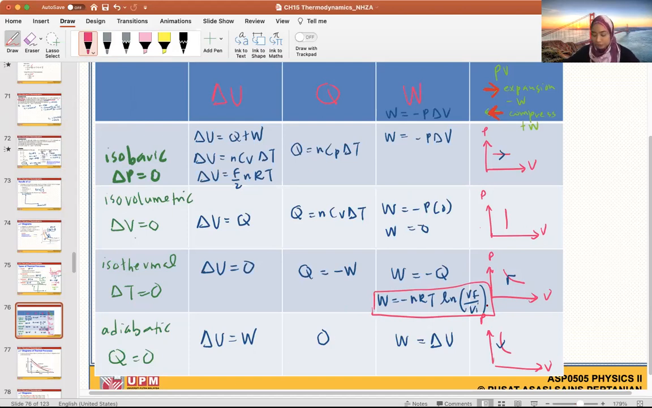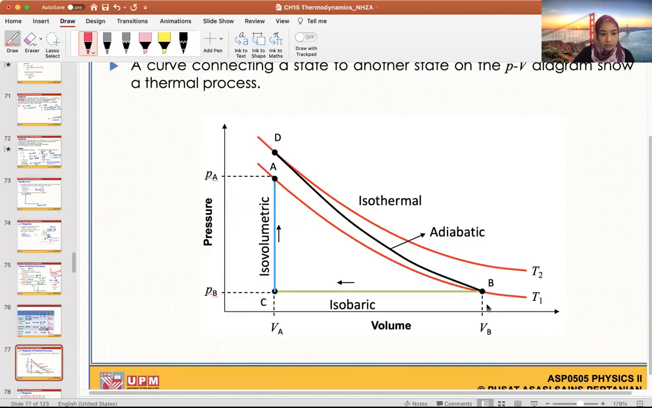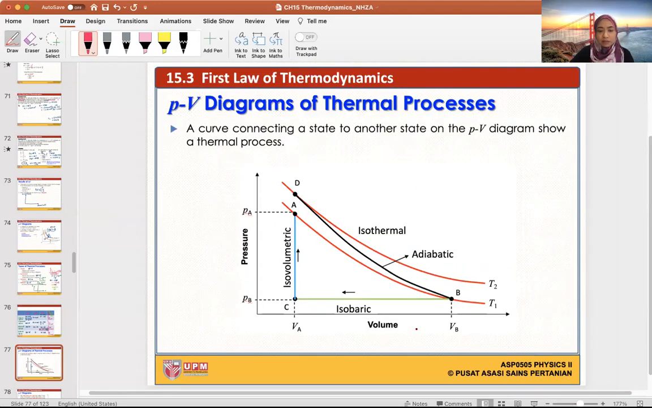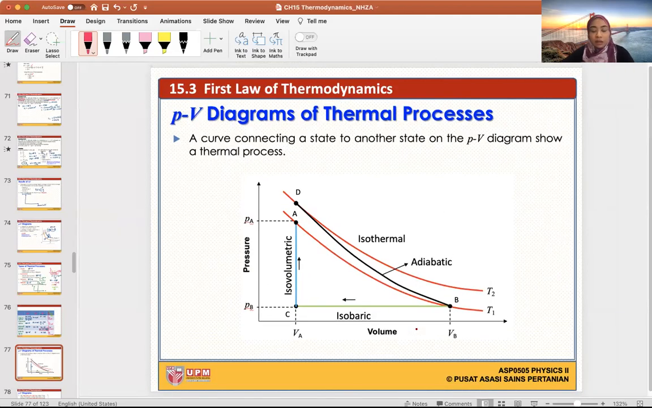And then we have learned about the PV diagram. Okay, so moving on. This is the PV diagram for all the thermal processes. Okay, oh, sorry about that. I'm getting messages. Okay, so isovolumetric is a straight vertical line, isobaric is a straight horizontal line, isothermal is curved, adiabatic is slightly more curved. Okay, exactly what we have learned.